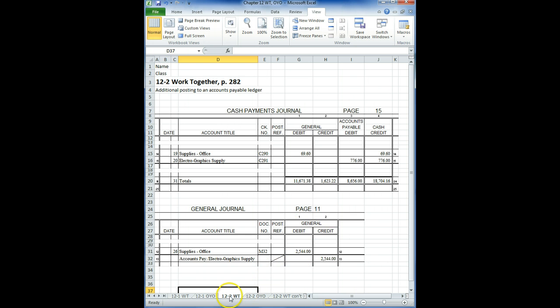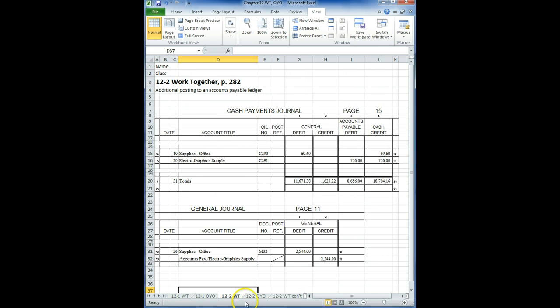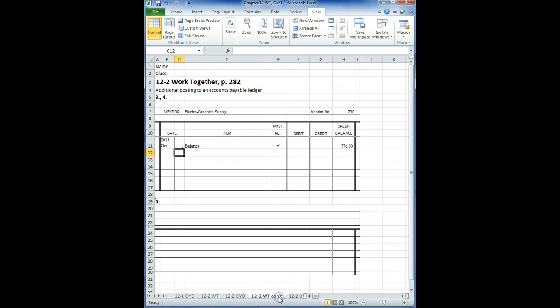So if we look down here at the tabs, we were on 12-1, we just did that one. Now we're on 12-2, work together. These tabs appear to be out of order because it goes 12-2 on your own and 12-2, work together, continued. I follow exactly what's in the workbook. So this is one page in the workbook, this is the next page, and this is the next page in the workbook. So you're welcome to move them.